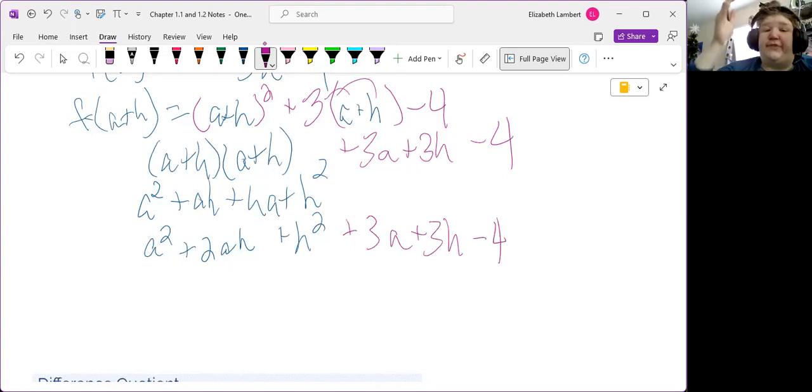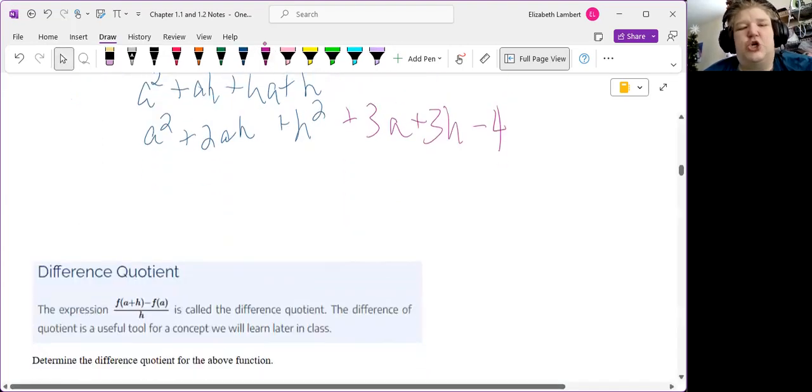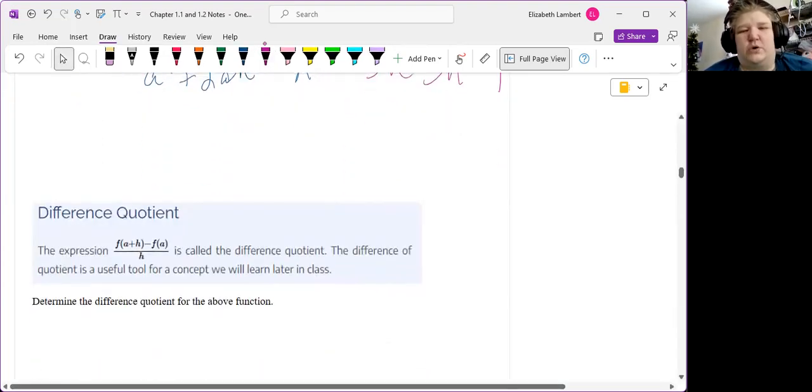All right, so there is f of a plus h written with no more parentheses. What a disgusting mess. Now, we're not often going to ask you to do this kind of thing, but in the beginning of calculus, you are going to learn about limits, and then you're going to start learning about derivatives. And the long form of the derivative, where the derivative comes from, starts from this difference quotient.